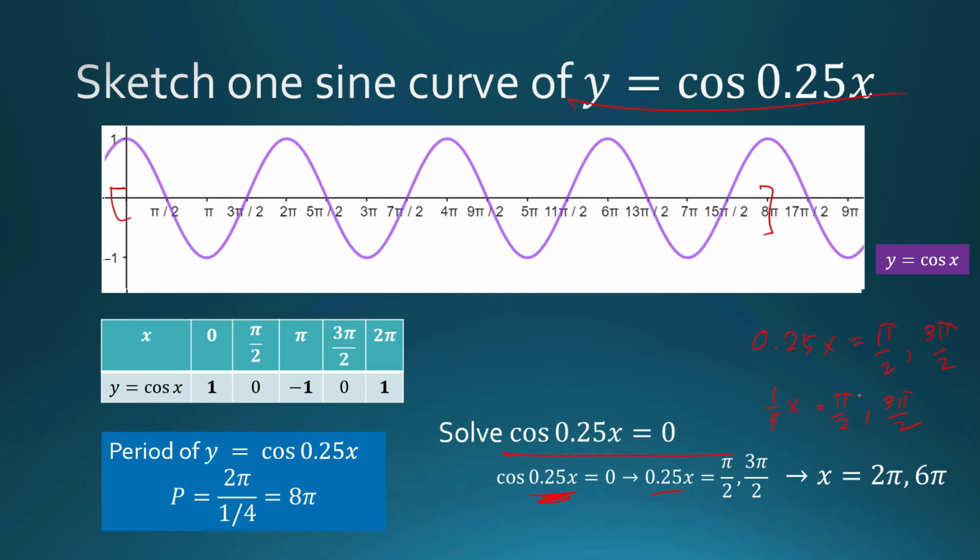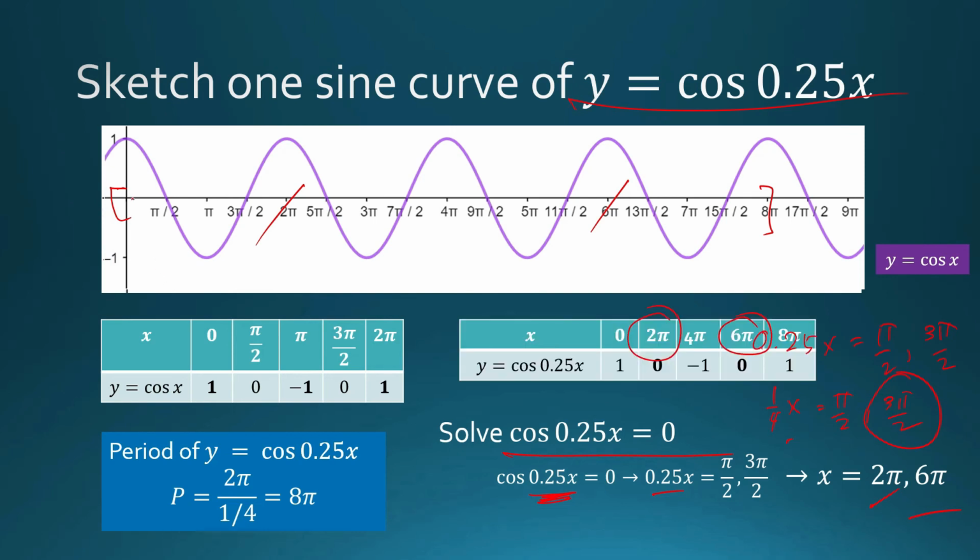Okay, so solving for x, we multiply by 4. It becomes, okay, 4 divided by 2 is 2. So it becomes 2 pi. And then 4 times this, okay, we cancel 2. So it becomes 2 times 3, which is 6 pi. So 2 pi and 6 pi, those are the x-intercepts.